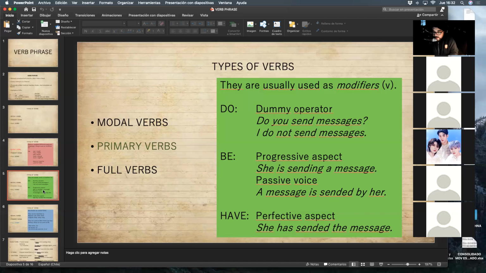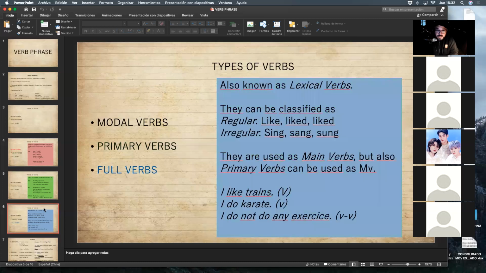Voy muy rápido, chiquillo, voy bien, me avisan. Esto es un resumen nomás en todo caso.